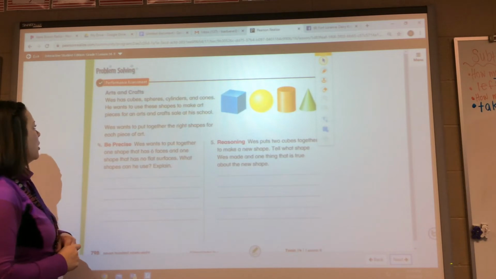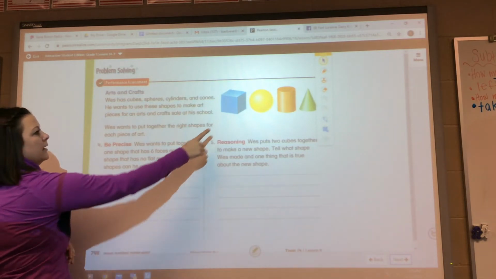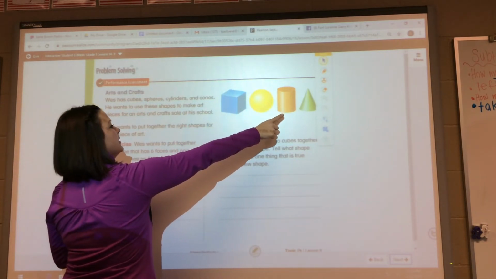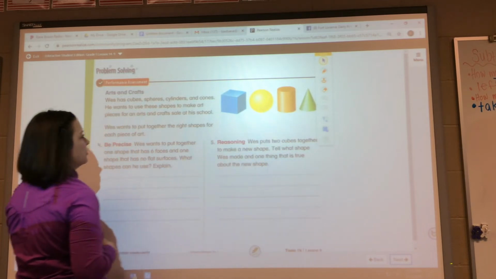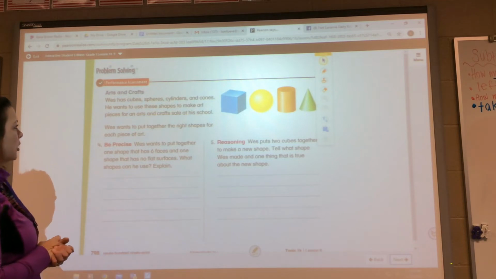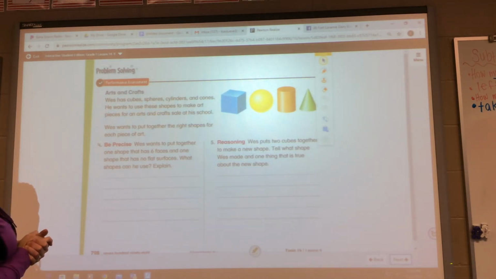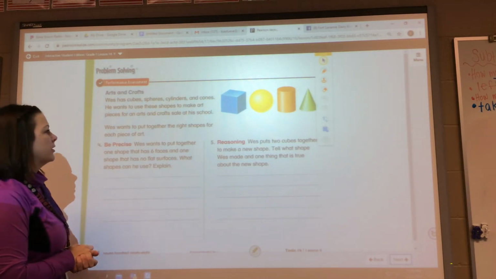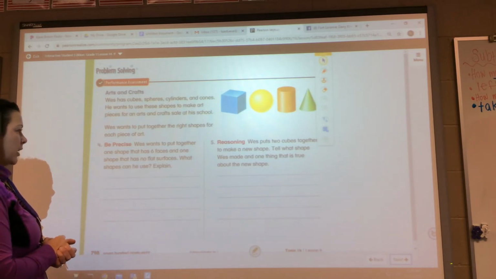All right, here we go. Wes has cubes, he has spheres, he has cylinders, and he has some cones to make art pieces for an art and craft sale at his school. Wes wants to put together the right shapes for each piece of art.